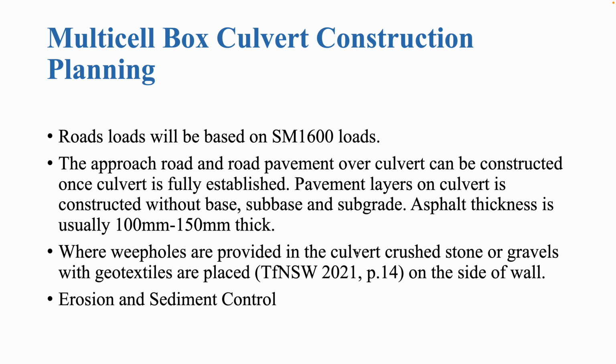For the box culvert construction planning, the road loads will be based on SM1600 loads. Approach road and road pavement over the culvert can be constructed once the culvert is fully established. Pavement layers on the culvert are constructed without base, subbase, or subgrade. So basically it's an asphalt layer placed in layers of 100 to 150 millimeter thick. If there are any weep holes in the culvert, then crushed rock or gravel with geotextiles are placed behind the wall. And of course, we have to maintain erosion and sediment control throughout the project.